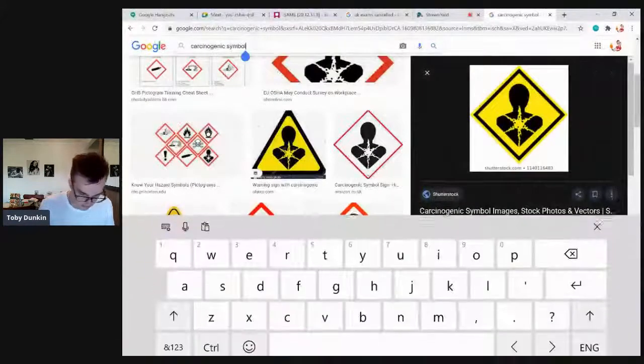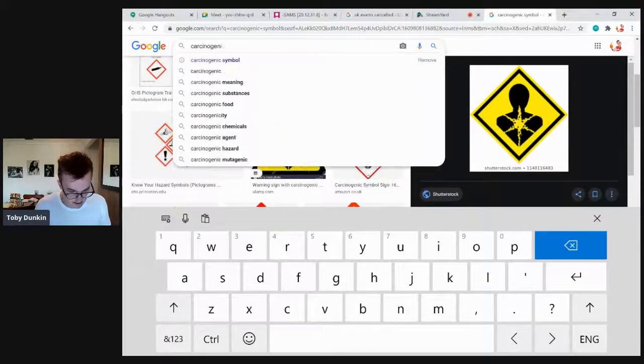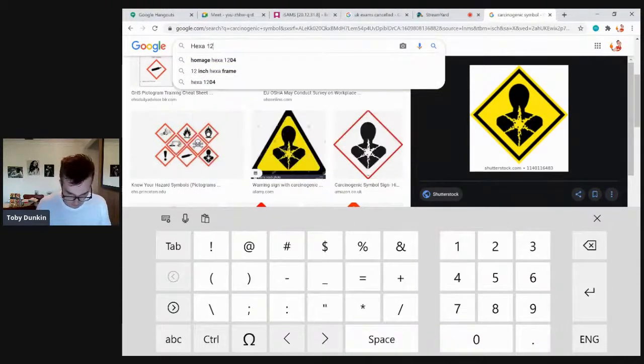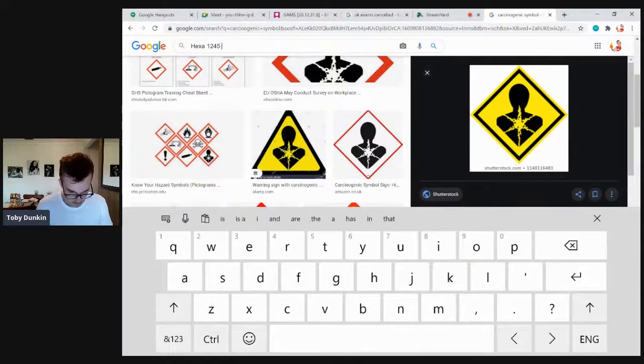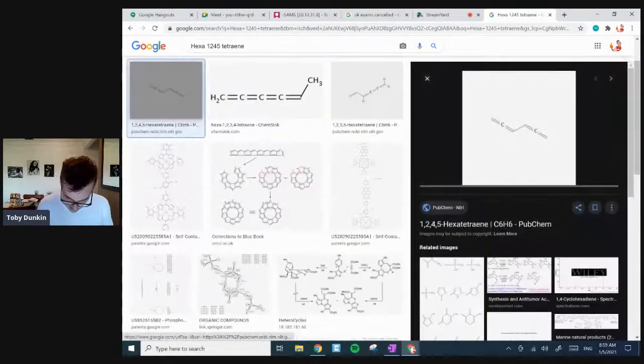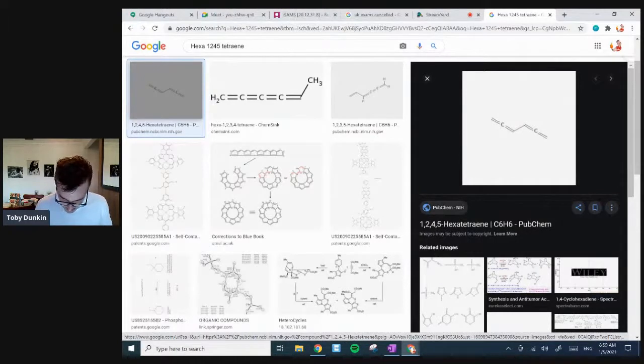Let's check that out. Let's Google it. So this is hexa 1, 2, 4, 5 tetraene. There we go. The A is still there. 1, 2, 4, 5 hexatetraene. Tetraene, yeah, it is there. I'm right. Hexatetraene. There we go. So this was the first thing he drew.